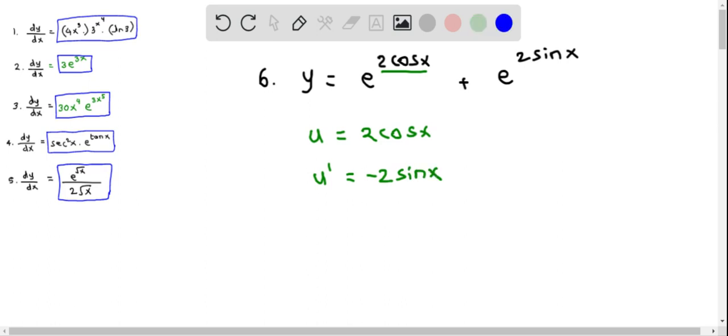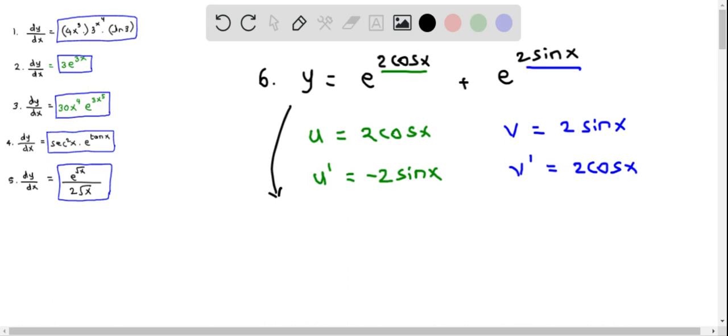And for the next term, that is for 2 sine x, we make the substitution v equals 2 sine x. So therefore, its derivative v prime equals 2 times the derivative of sine x, which is cosine x. So it is 2 cosine x. Now, after we made the substitution for 2 cosine x and 2 sin x, we can rewrite this y in terms of u and v. So therefore, this becomes y equals e power, replace 2 cosine x by u. So it is e power u plus, replace 2 sin x by v, so this is e power v.